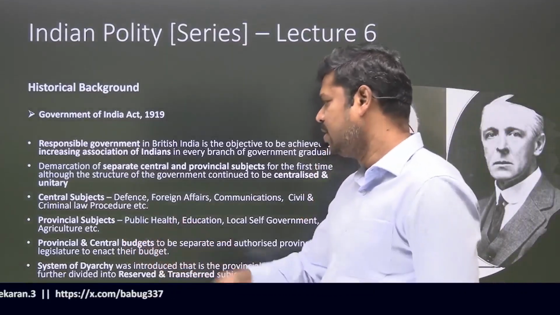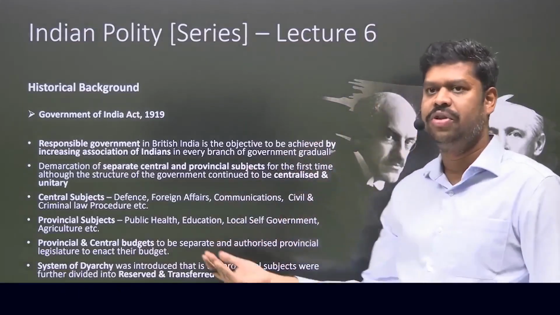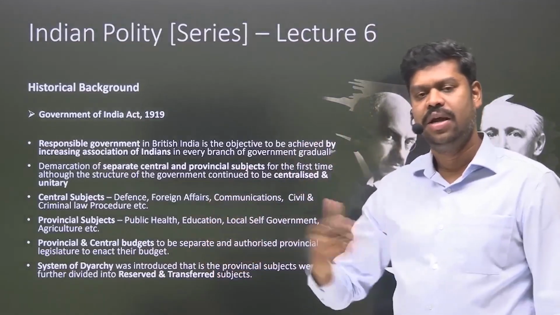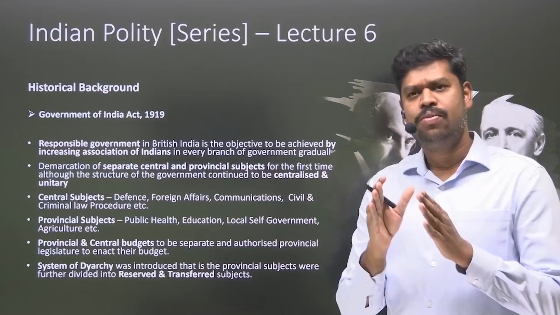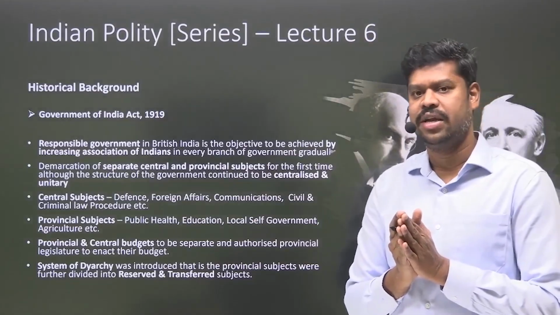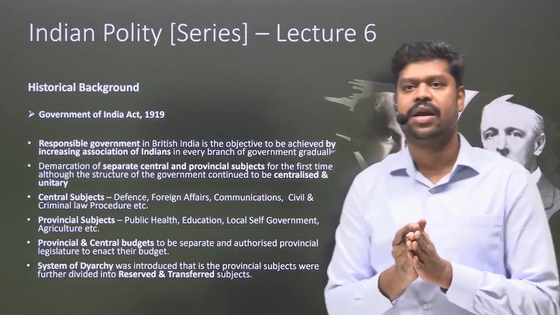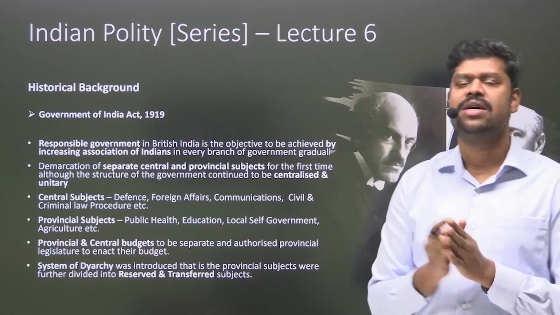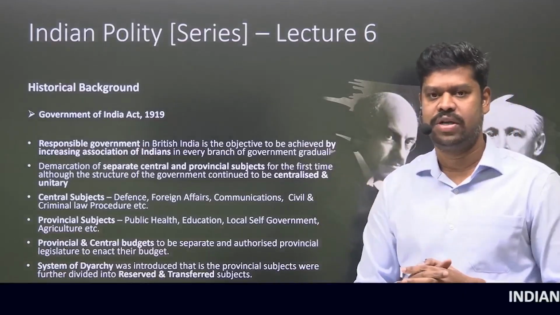Apart from that, the provinces can make their own budget as per the Government of India Act 1919, and the central legislature can make their own budget. And the most important development that happened during the Government of India Act 1919 is that they brought in a system of what is called diarchy. So diarchy means a dual system of government or a dual system. That is basically what is called diarchy.